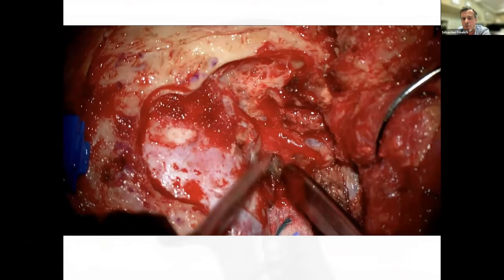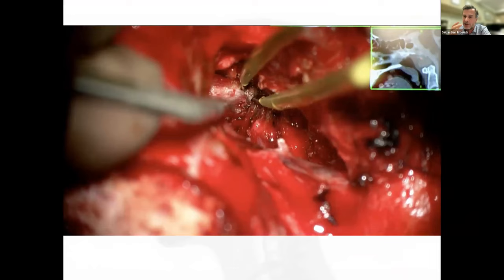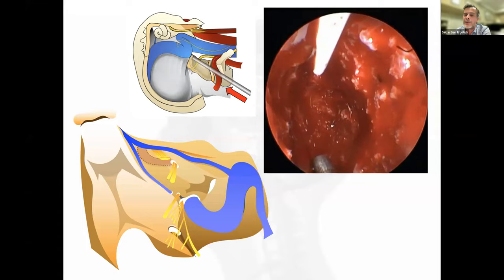And then you use the condyle as a keyhole to get into the anterior aspect of the tumor. Resect everything just behind the prevertebral space. And once this is done, you can put the endoscope inside and work on the superior aspect of the tumor.